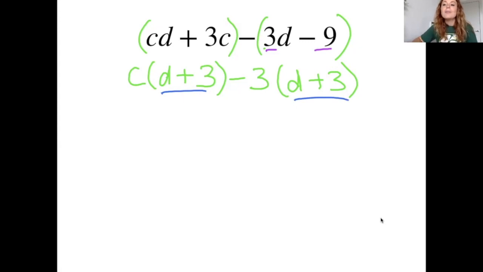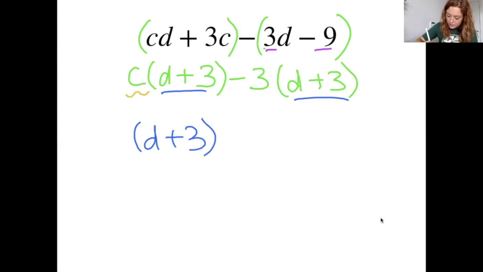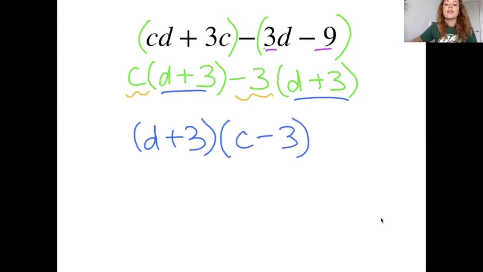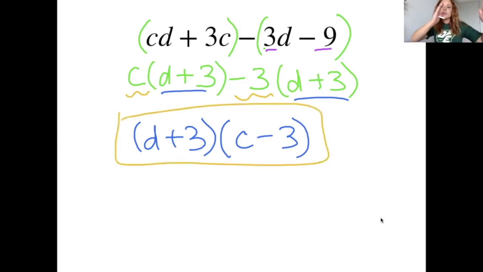And so now that we have a common binomial, we bring that down one time. So we're going to rewrite it, d plus 3, one time. And then we're going to take those other pieces, c minus 3, and they're going to make their own factor, c minus 3. And that's your answer. That's factoring by grouping. Group the first two, the last two, take out the GCF of each group, then bring down the common binomial one time, take the other two pieces, move them over into their own factor. That's it.